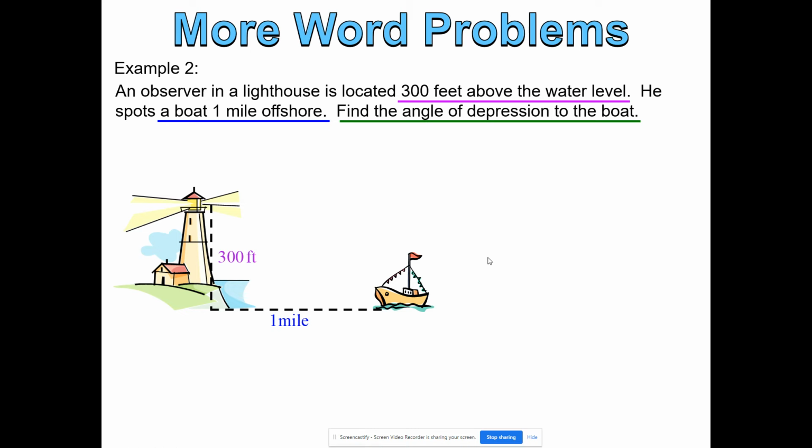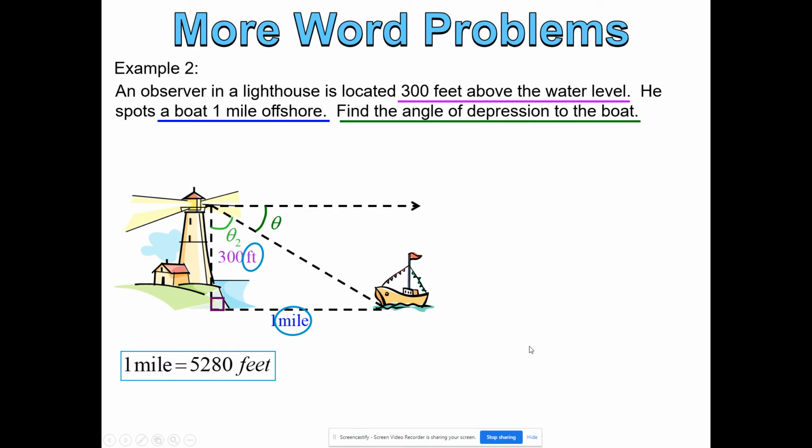We want to find the angle of depression to the boat. If you were looking straight ahead, what's that angle to the boat? What I'm going to do is find this angle first and then use its complement, which will give us the angle theta. That's what we're looking for. Remember, the angle of depression comes from the horizontal line to the line of sight. We'll use the fact that 1 mile equals 5,280 feet. We can't use different units.